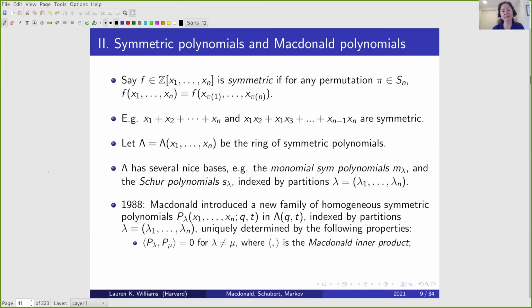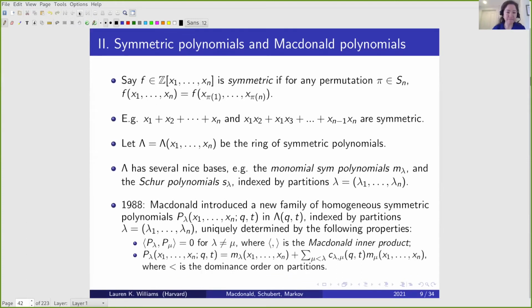There's an inner product, the Macdonald inner product, that makes them orthogonal. And there's also a kind of triangularity property where the Macdonald polynomial P sub lambda is the monomial symmetric polynomial plus monomial symmetric polynomials indexed by partitions mu, which are less than lambda in the dominance order on partitions. So this is how people generally define Macdonald polynomials. I realize if you haven't seen them before, this is not a way to get any intuition about Macdonald polynomials.